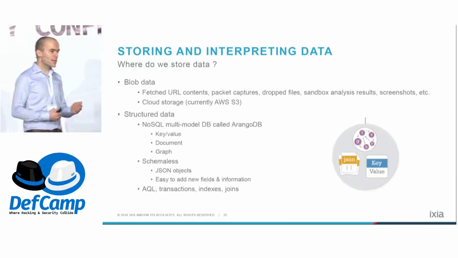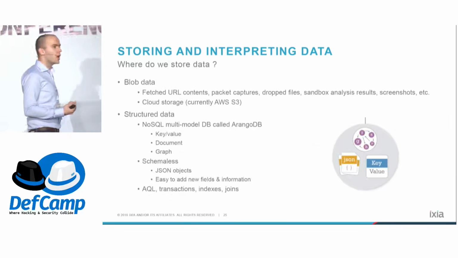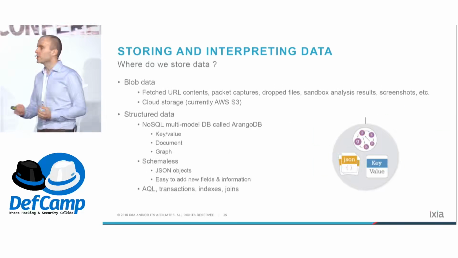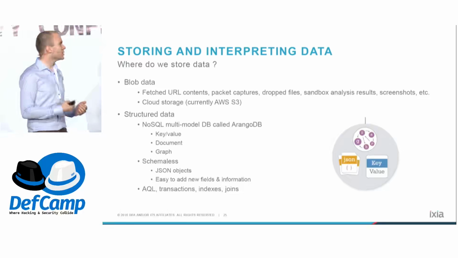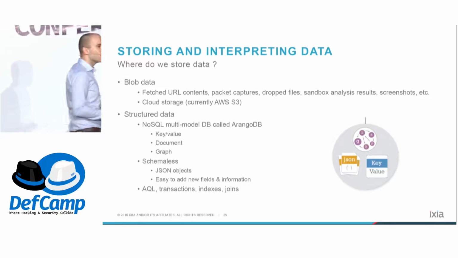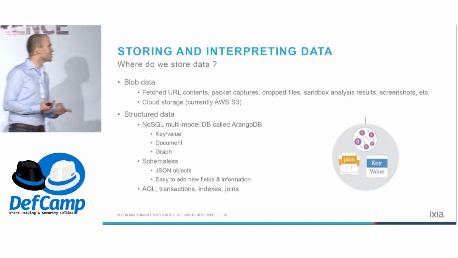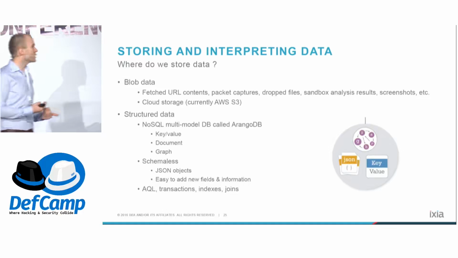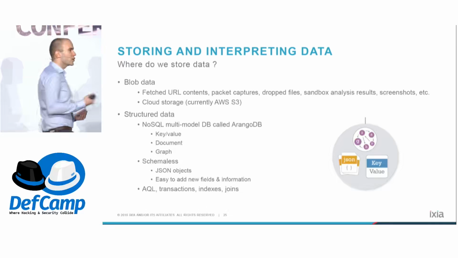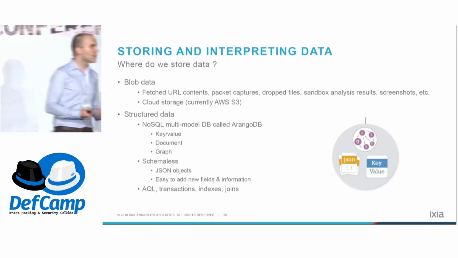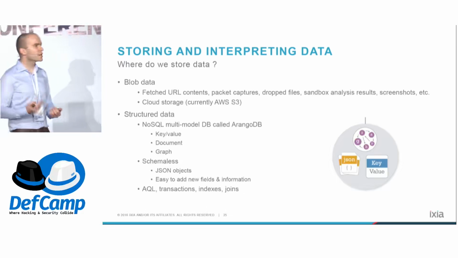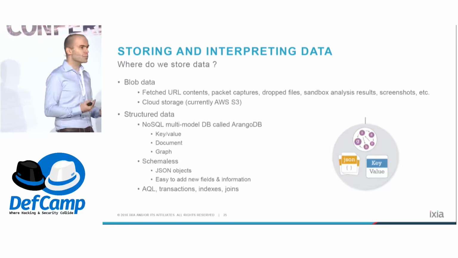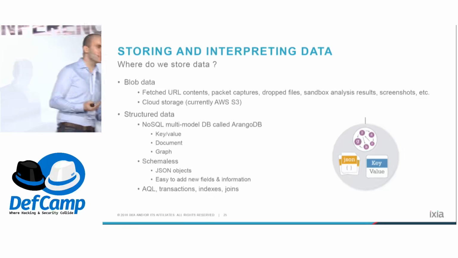Okay, so now that I've talked about how the system is organized, let's see how we actually store our data. We have two types of data in our system. One is blob data. You can think of it as the contents of fetched URLs, packet capture, dropped files, and sandbox analysis results generated by Cuckoo Sandbox, screenshots, as well as other types of binary data that flow through our system. For this, we use a cloud storage system.